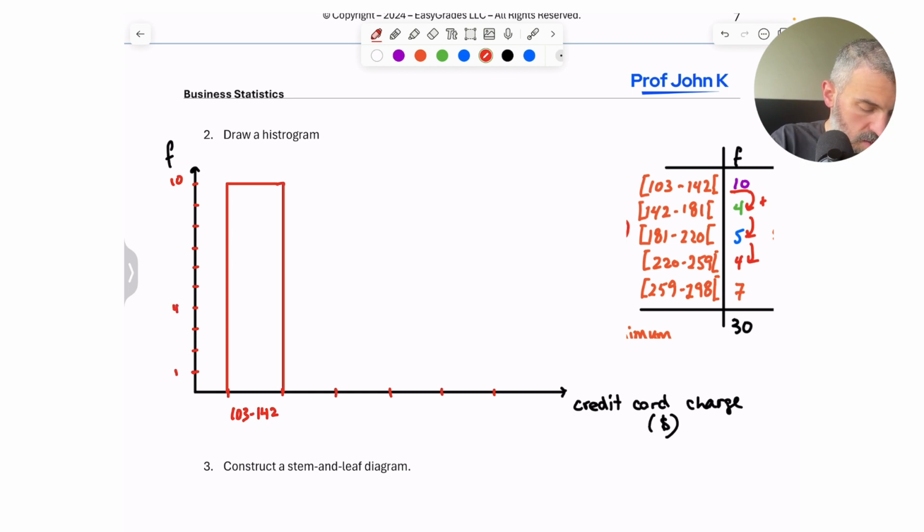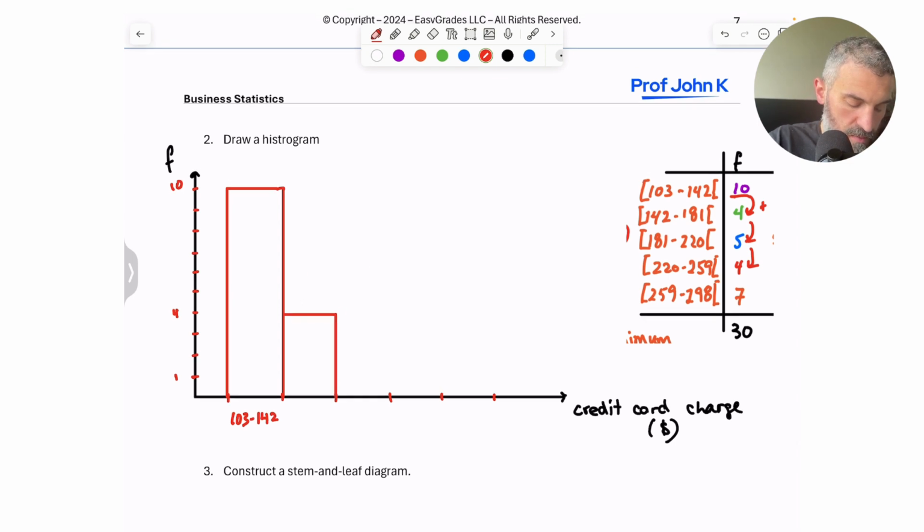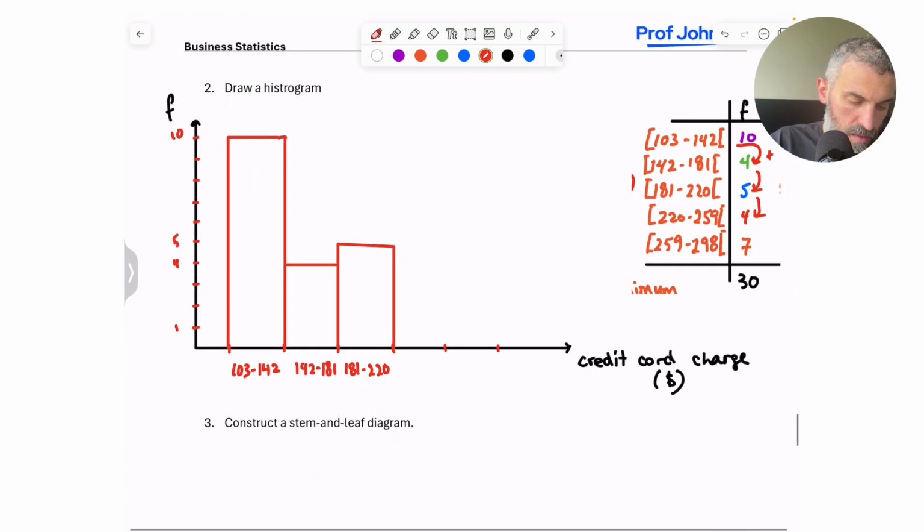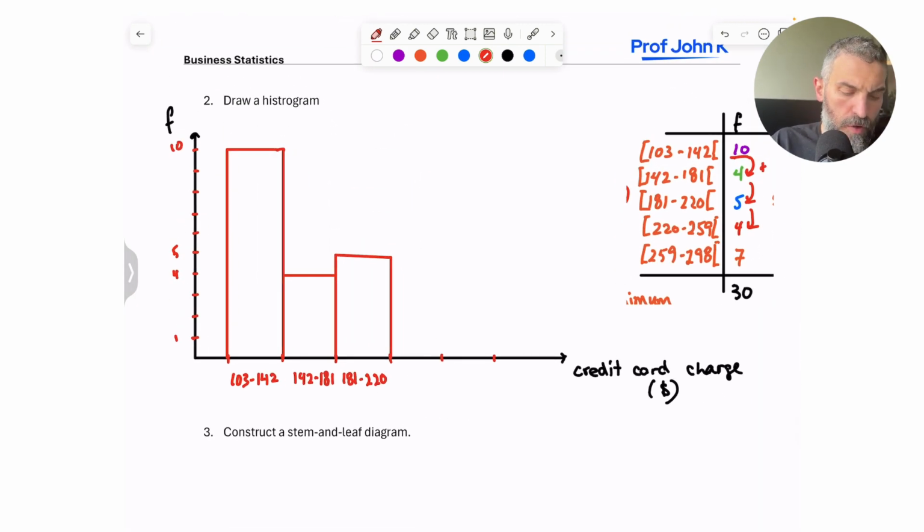And you see the next one is going to go to 4, but we'll start where this one ended. So they're connected like that. This is 142 to 181. And that's the procedure. It's really not complicated. The next one goes up a little bit higher to 5. So we'll just go up a little bit to 5. So this is 181 to 220. Of course, if you're on paper, you can use a ruler for this if you want to make it neat. If you're on an iPad, it's easier.